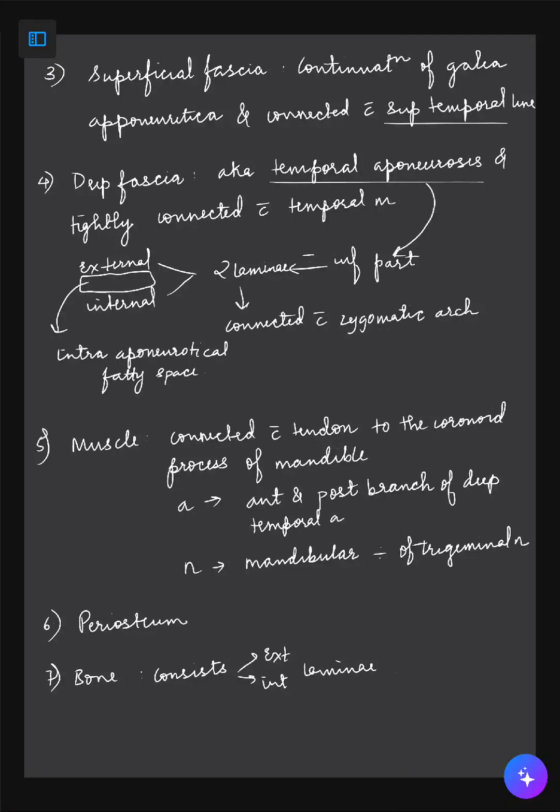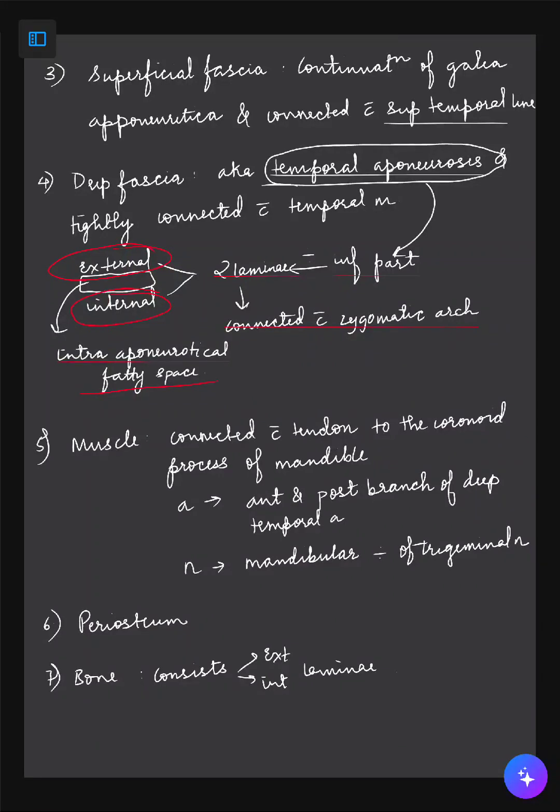Next is the deep fascia, which is also known as temporal aponeurosis, and which is tightly connected with the temporal muscle. Now this temporal aponeurosis has an inferior part. This inferior part of temporal aponeurosis is divided into 2 lamina, external and internal. Between this external and internal lamina, there is intra-aponeurotic fatty space. And these 2 lamina connect with the zygomatic arch.